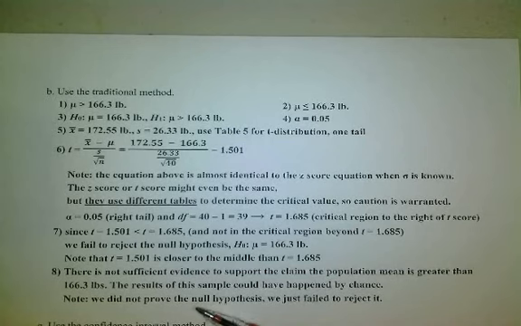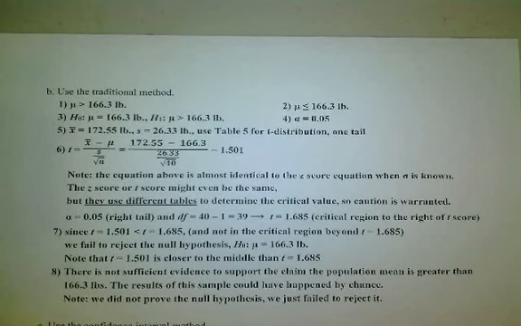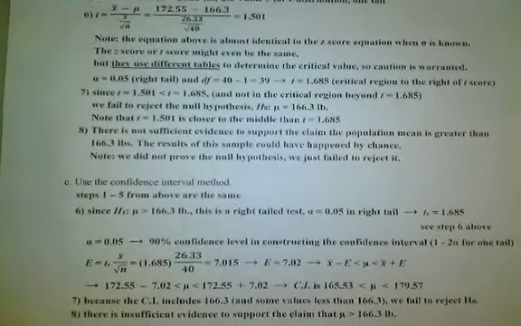And by the way, speaking of conclusions, we do not prove the null hypothesis. Okay, we just failed to reject it. Those are not the same thing. We just say we don't have the evidence to reject it. That does not mean that it's actually true. So that is the traditional method. Now let's look at a confidence interval method.